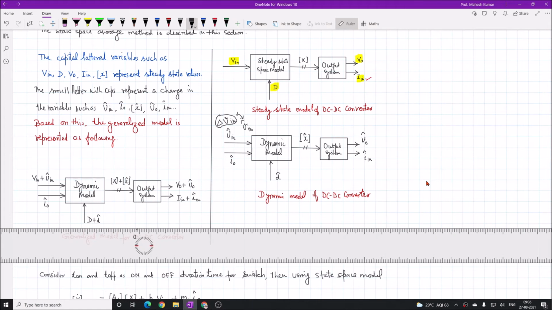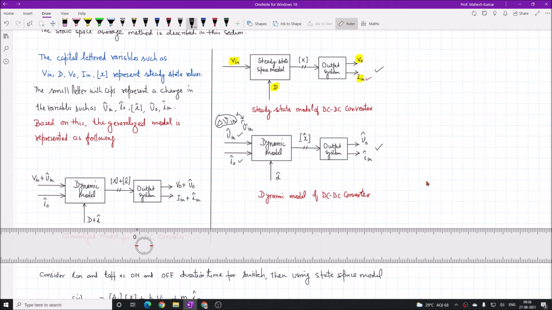Here, the duty cycle change again is the input. So for change in duty cycle, for this change in the input voltage and output current, the model gives the value of state x cap, or change in the value of state x cap, which gives the output V0 cap and I in cap. So this is the dynamic model, this is the steady state model.